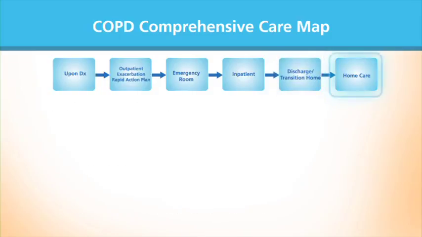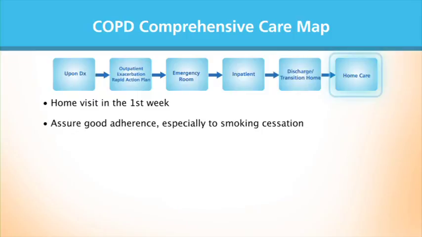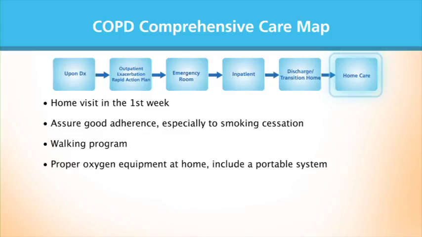So continuing care at home must be to full resolution. There should be a home visit within the first week. We have to assure good adherence, especially to smoking cessation. Start their walking program. Proper oxygen equipment needs to be at the home, including a portable system so the patient can be mobile, and good oximetry monitoring.